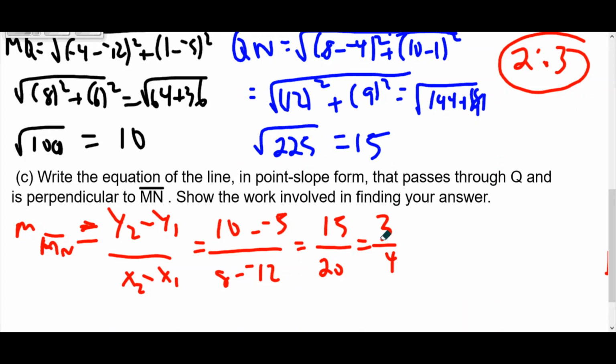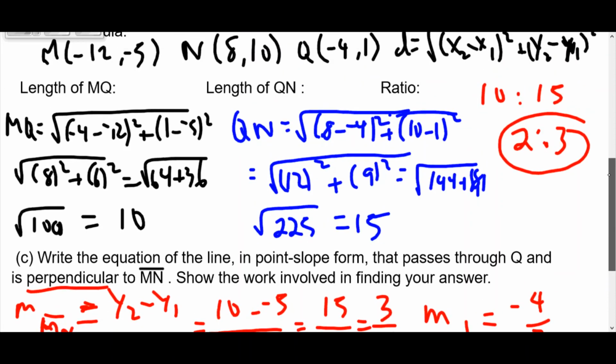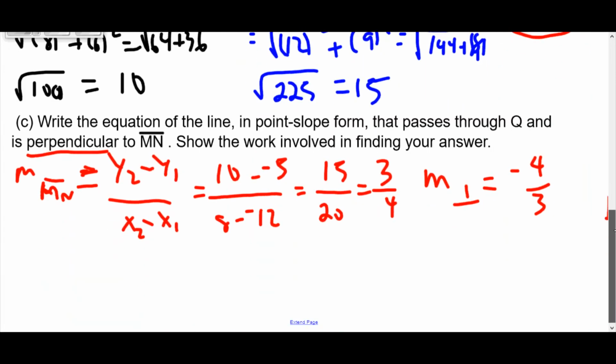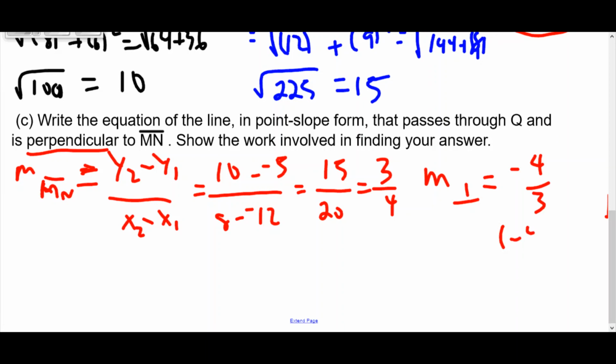Now it kind of makes sense because we get a 3, 4, 5 situation. But now, because we're looking for perpendicular, our perpendicular slope will be the negative reciprocal, which is negative 4 over 3. And our point Q, if you remember, is negative 4, comma 1. So we put down negative 4, comma 1.